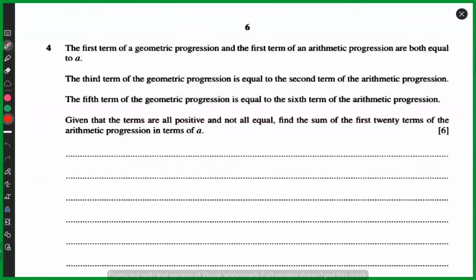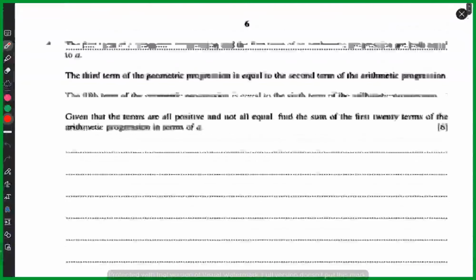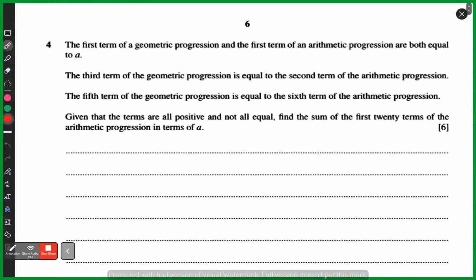Okay, so this is the first question for today, and here is the exam details and everything. You can just note this thing. Again, we are going to practice some questions for AP and GP, arithmetic progression and geometric progression. So let's get started.